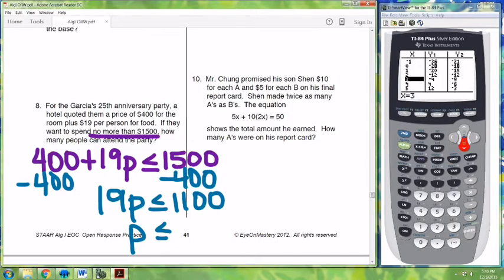Now for this problem, we're not dividing by a negative number, so that's not a problem. So if I divide 1,100 by 19, I get 57.89 and a whole bunch of other numbers. Okay, but we're talking about people here, and we can't have 0.89 of a person. So this is saying that the people needs to be less than or equal to 57.89. So I would go ahead and round down and say that the number of people would have to be less than or equal to just 57 people here. Don't round up to 58 because that would be too much. I would round down to 57.